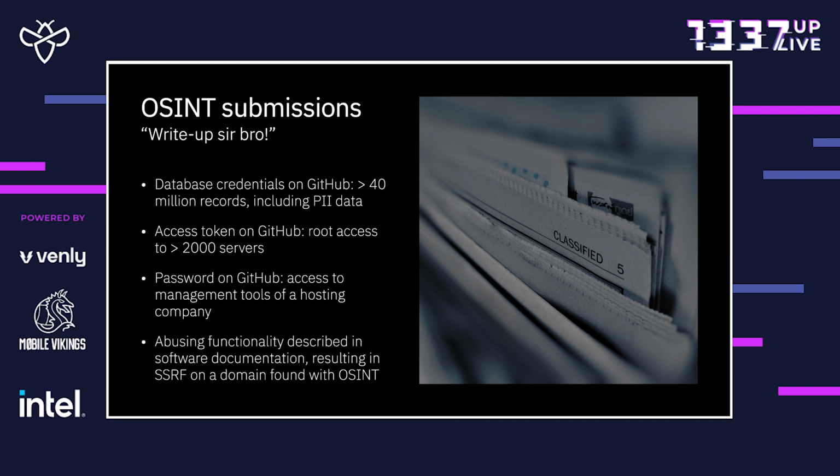And one of the nicest examples of OSINT I encountered myself was during another collaboration. We were able to abuse functionality which was described in the online documentation of a PDF generator. This functionality gave us the possibility to perform server-side requests and made it possible to query internal domains. The internal domains were discovered by SecurityTrails. When requesting these internal domains, we got access to data of all customers.